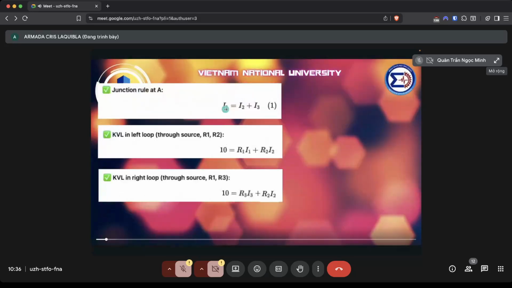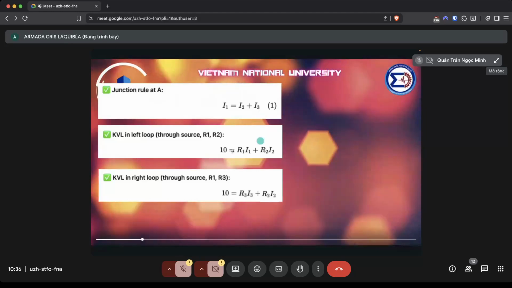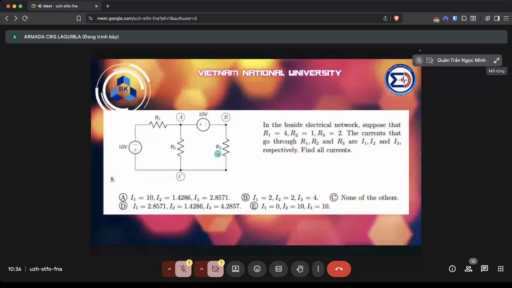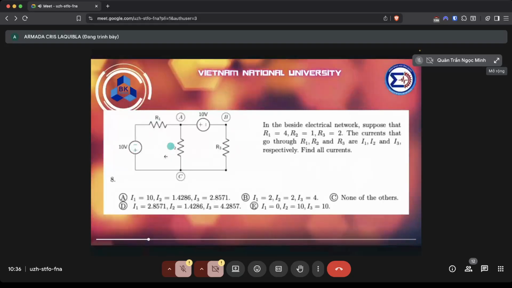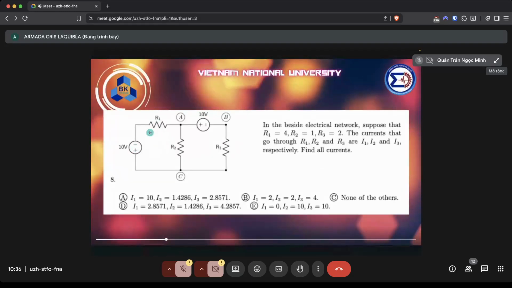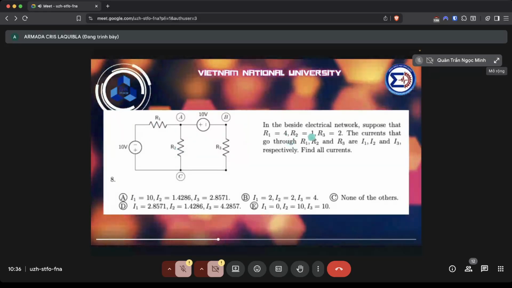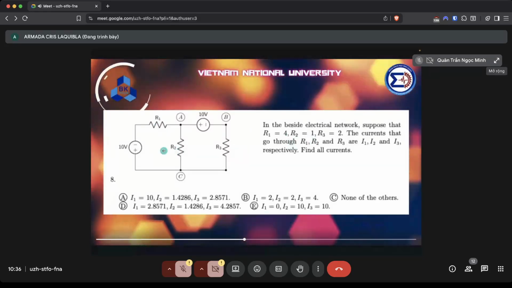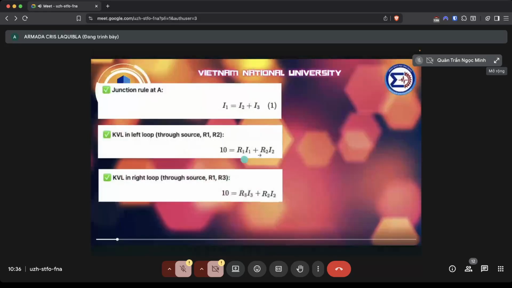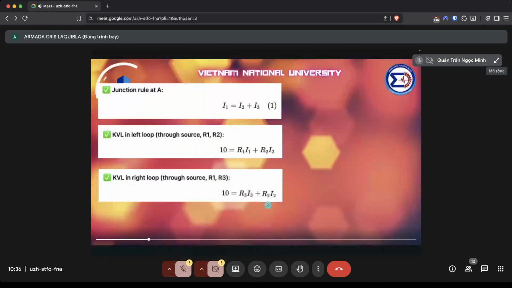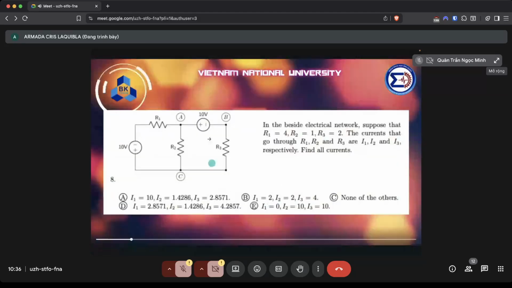Here, I1 is equal to I2 plus I3. Next, the left loop. 10 is the voltage. So when you go here, you went through R1 and R2. Your R1 is 4, your R2 is 1. So your 10 volts is equal to R1 I1 plus R2 I2. Go back here.